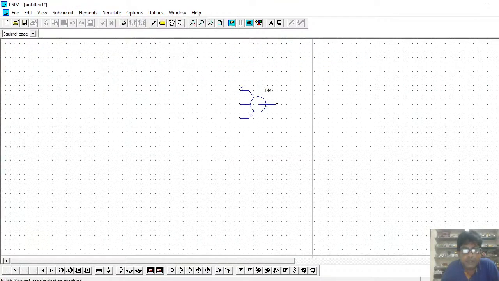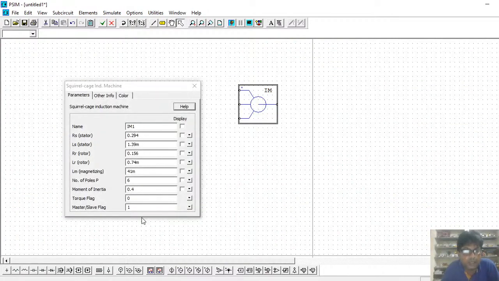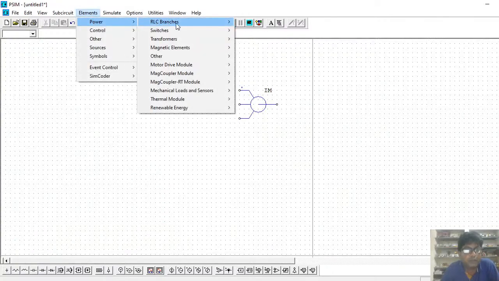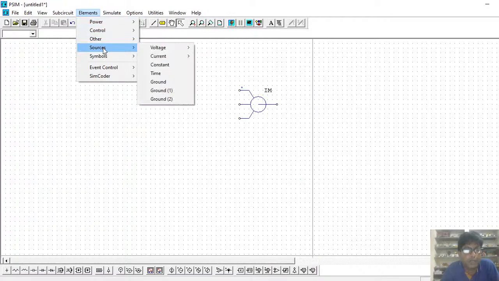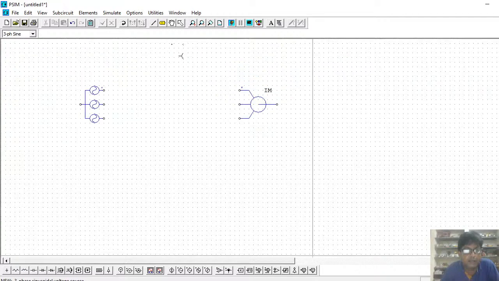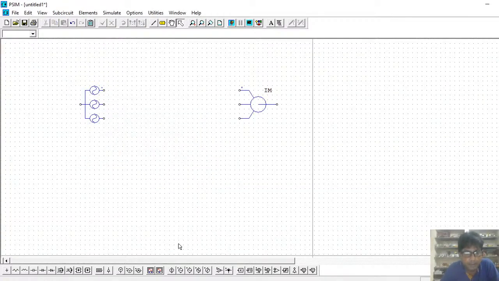So this is the induction machine. If you double click on that, here you can set all the electrical parameters. I'll make the torque flag 1 so that I can see the electromagnetic torque. Then you have to give some source. You go to power, then element, voltage, and this is the 3-phase line. If you double click on it, this is the line voltage. You can give 415 because our grid supply for domestic is 415, and frequency is 50 Hertz.